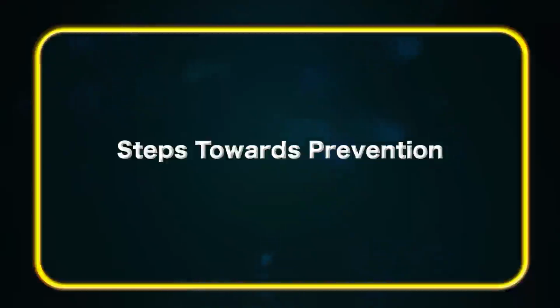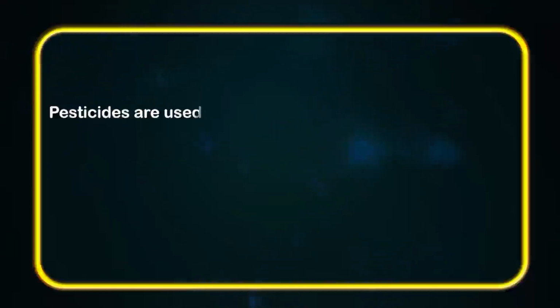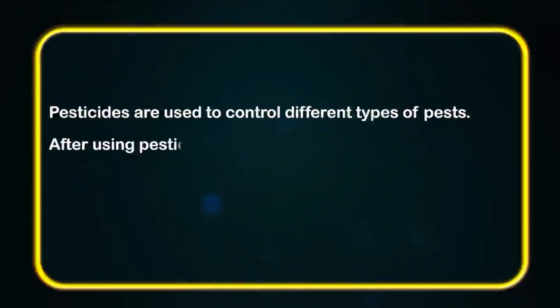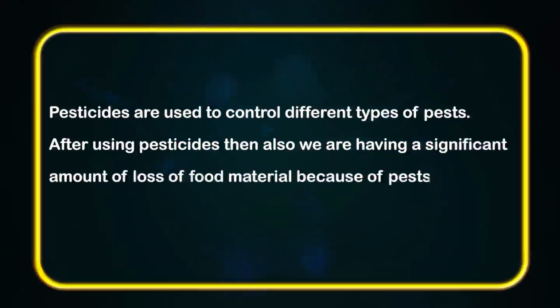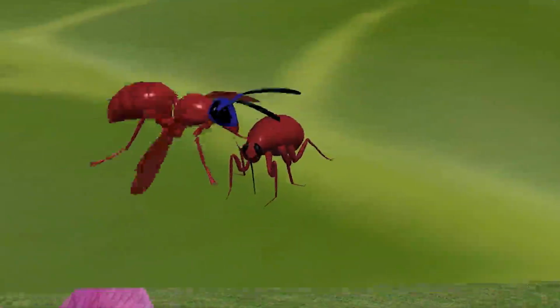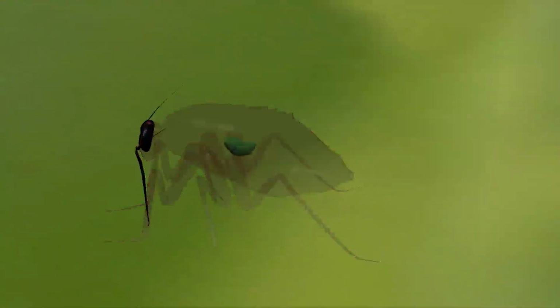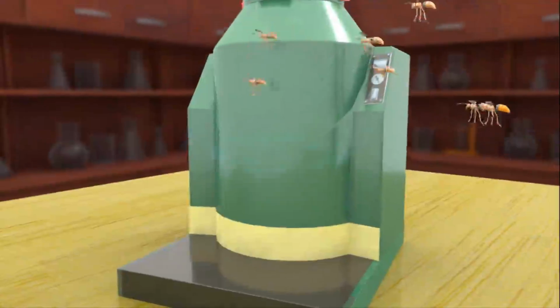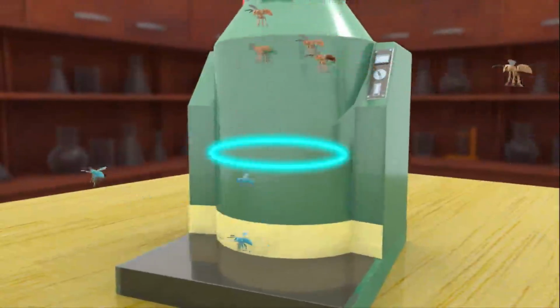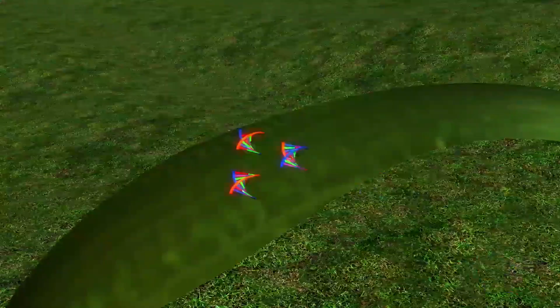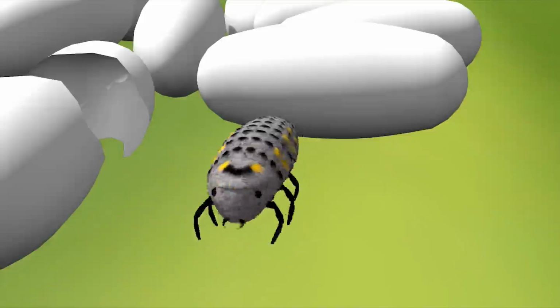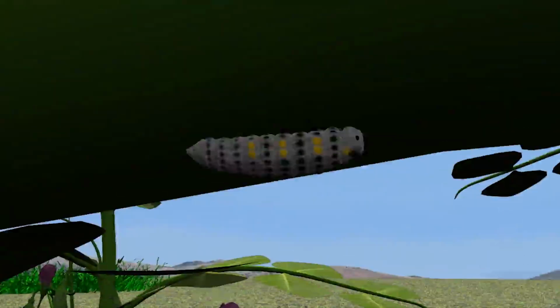Steps towards prevention. Pesticides are used to control different types of pests. After using pesticides, we still have a significant amount of loss of food material because of pests. To solve this problem, there are other techniques to control pests which have less harmful effects, based on sound biological principles. Here are some important methods which can be implemented.